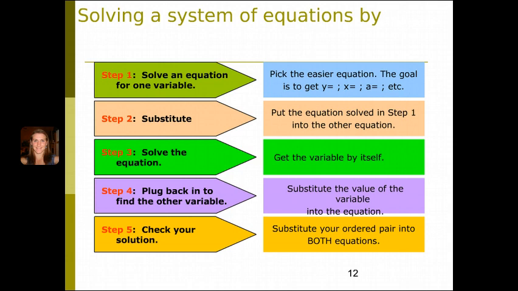Step 4, you use the solution that you got in step 3 to plug back into one of the equations in order to find the other variable that you need to complete the ordered pair. The final thing that you should always do is just double check your solution by plugging it back into both equations.